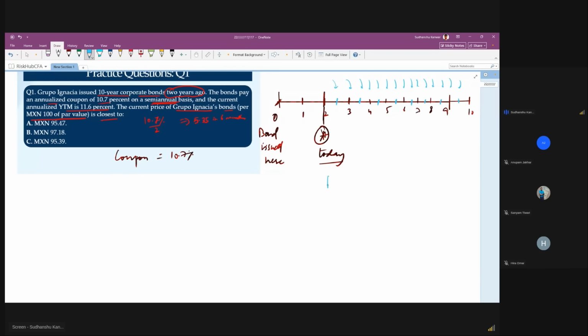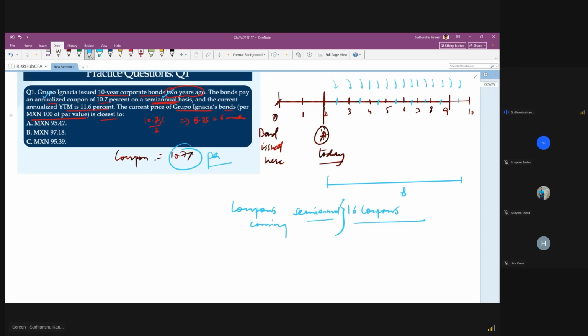We have 8 years which were remaining, and semi-annual coupon is coming. So I am getting 16 coupons, right? And what is the coupon I am getting? Because this is annualized coupon. Per annum coupon is given, right? So, but coupons are coming semi-annually, 16 coupons. Why semi-annually? Because this is written semi-annual basis. Fine.